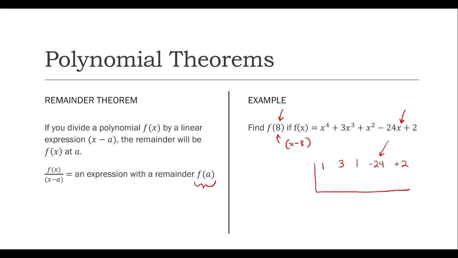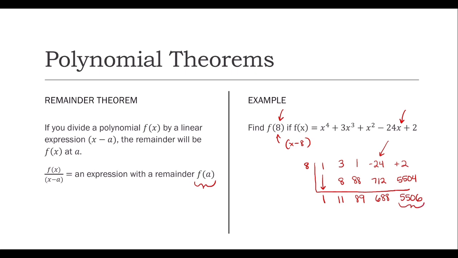So our a value is 8. We'll start by bringing down our 1. 1 times 8 is 8. So 3 plus 8 is 11. 11 times 8 is 88. 1 plus 88 is 89. 89 times 8 is 712. Negative 24 plus 712 is 688. 688 times 8 is 5,504. 5,504 plus 2 is 5,506.